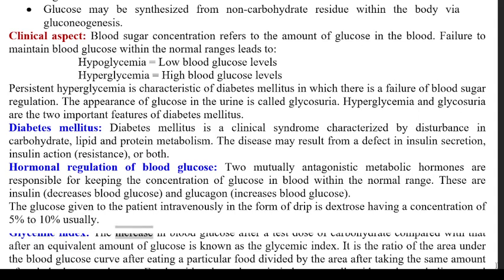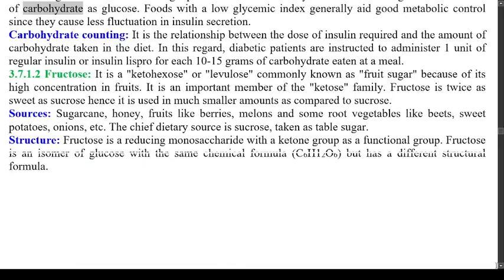Glycemic index. The increase in blood glucose after a test dose of carbohydrate compared with that after an equivalent amount of glucose is known as the glycemic index. It is the ratio of the area under the blood glucose curve after eating a particular food divided by the area after taking the same amount of carbohydrate as glucose. Foods with a low glycemic index generally aid good metabolic control since they cause less fluctuation in insulin secretion.